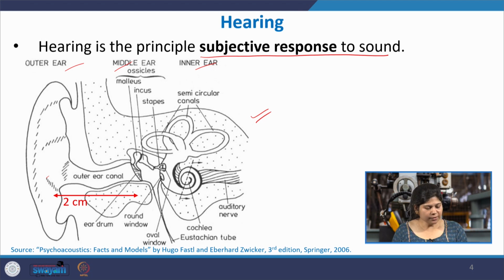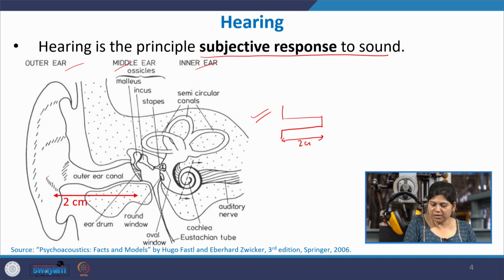The length of this outer ear canal for a typical adult human ear is approximately 2 centimeters, and here it is acting like a rigid long tube which is closed at one end and open into an infinite baffle, which is the atmosphere. So, it is like a tube closed at one end and then opens up into the infinite baffle of the atmosphere, and this length is 2 centimeters.